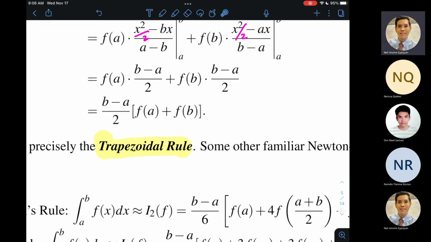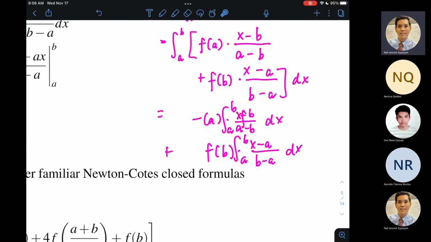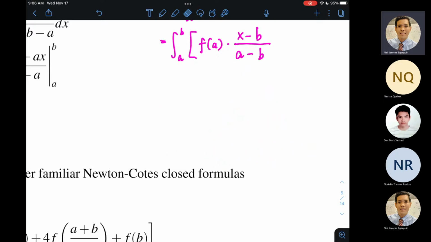Now, you can do this for more points. Kaya lang kung more points, mas mahaba ngayon yung integral. Kasi halimbawa, gagamit ka na ng tatlong points. Gawin nating x1, x2, x3, hanggang x sub n. So, kung mas marami yung points na gagamitin mo, mag-start ka sa f of x sub 0, alright? Tapos yung Lagrange basis polynomial, mas madaming factors.